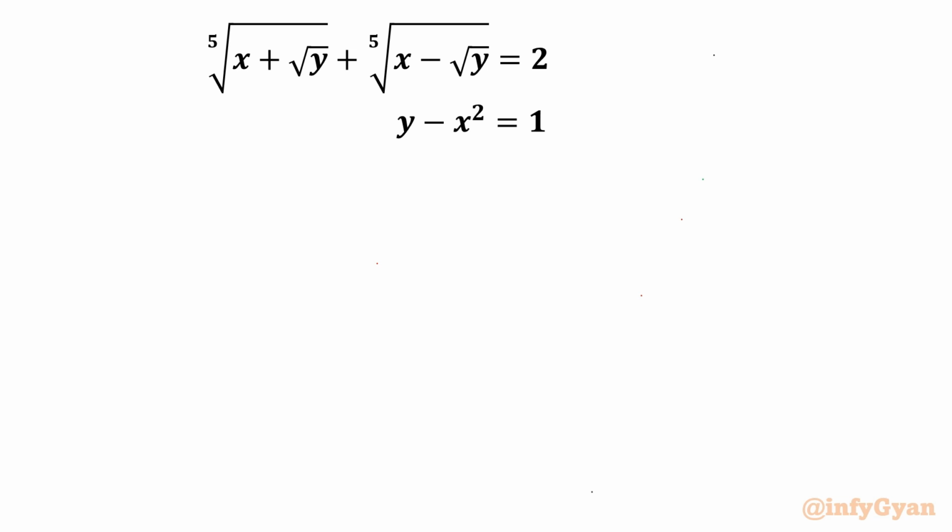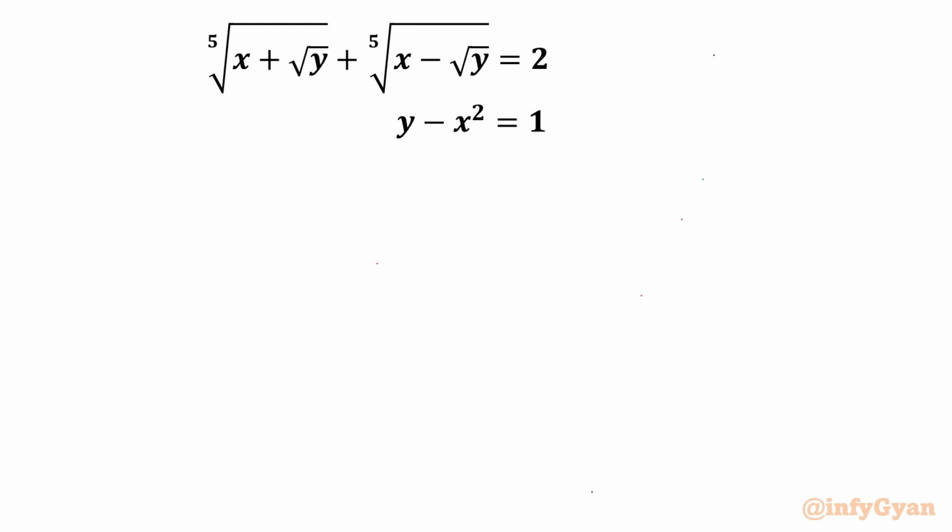In this video we are going to take up one very interesting and challenging system of equations. Here we have fifth root of x plus square root y plus fifth root of x minus square root y equal to 2, and y minus x square equal to 1. We have to find out real x, y.